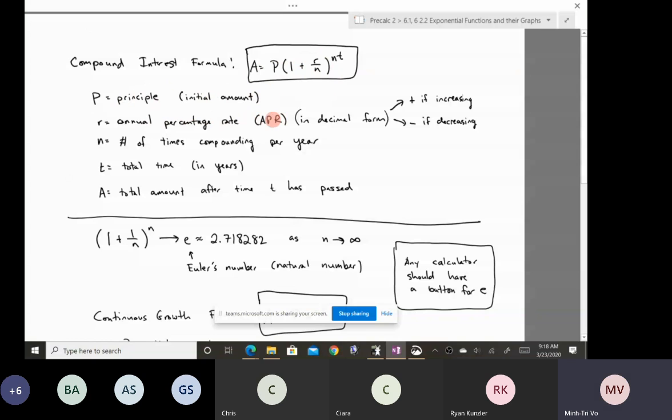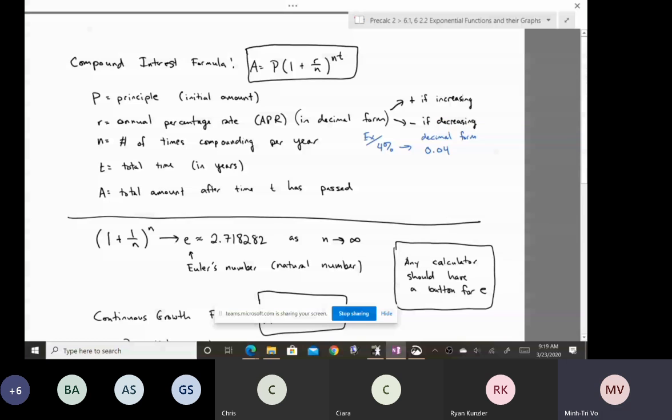One thing to remember about the annual percentage rate is you always write R in decimal form. So for example, if you have 4% in decimal form, what is that? 4% is you divide by 100, so 4% is the same as 0.04 in decimal form. That's what I mean by decimal form. R is typically given as a percentage, but when you use the formula, you need to use it in decimal form. And you have to pay attention to whether it's an increasing or decreasing rate. If R is positive, it's increasing, and if it's negative, it's decreasing.